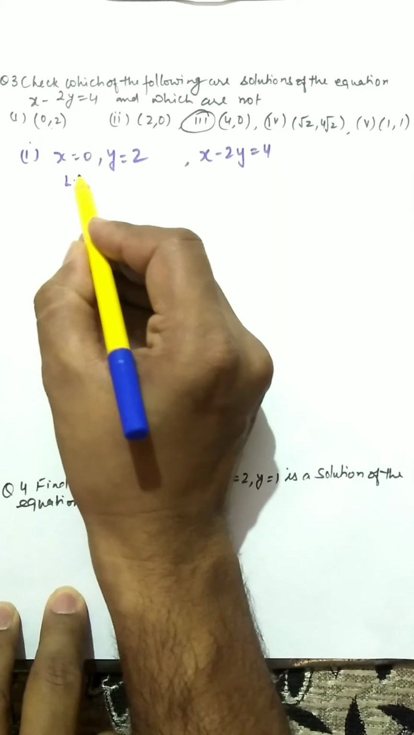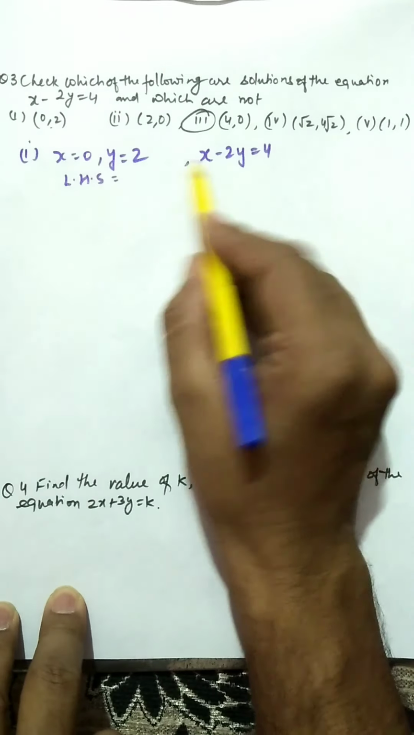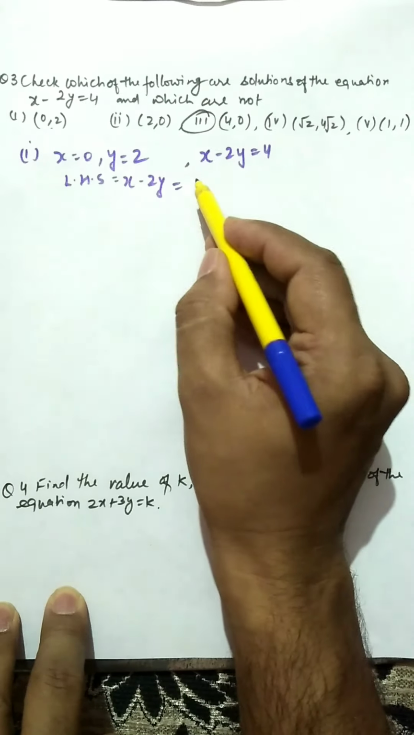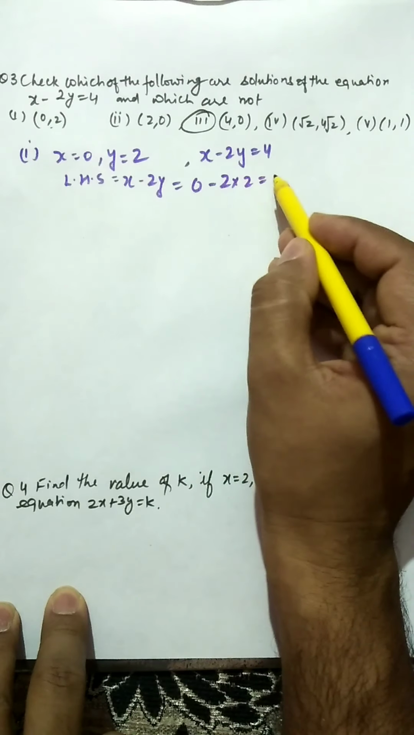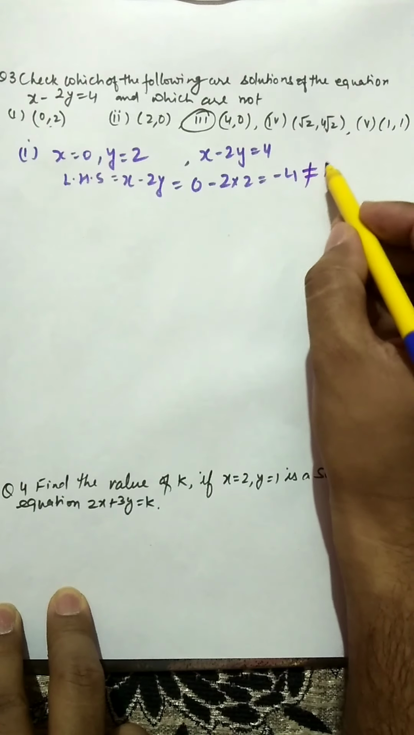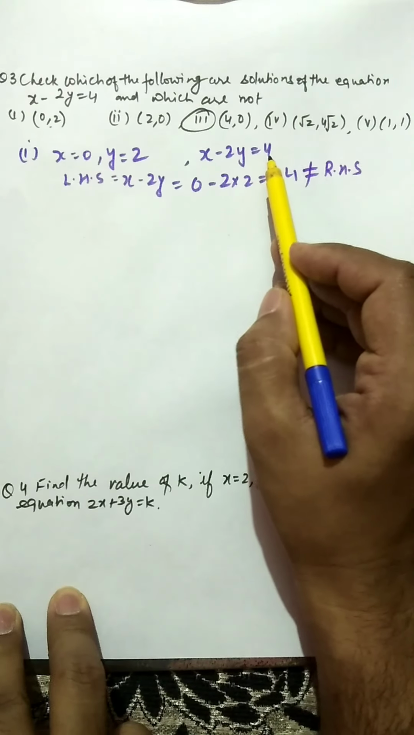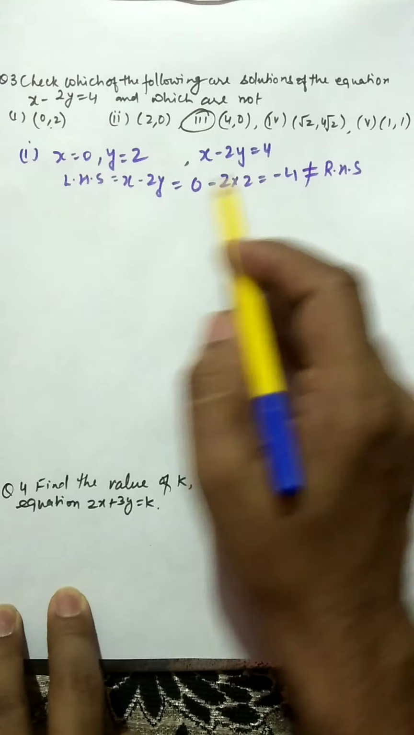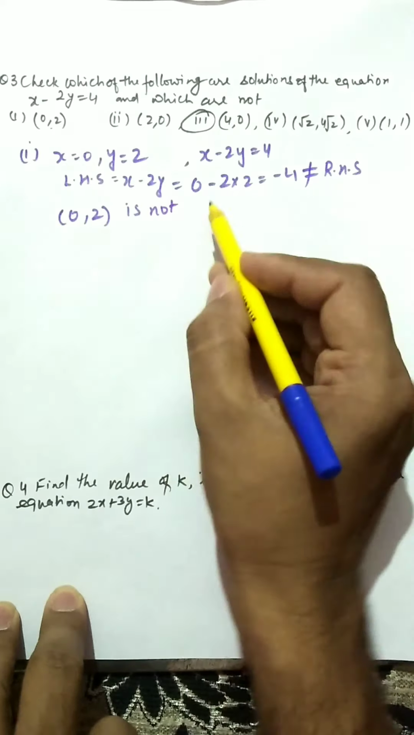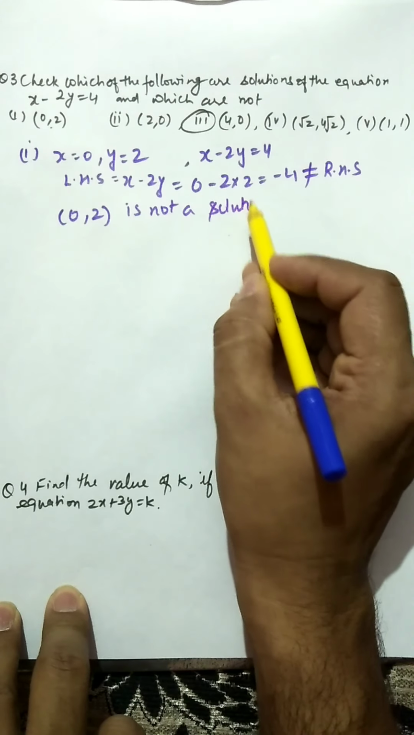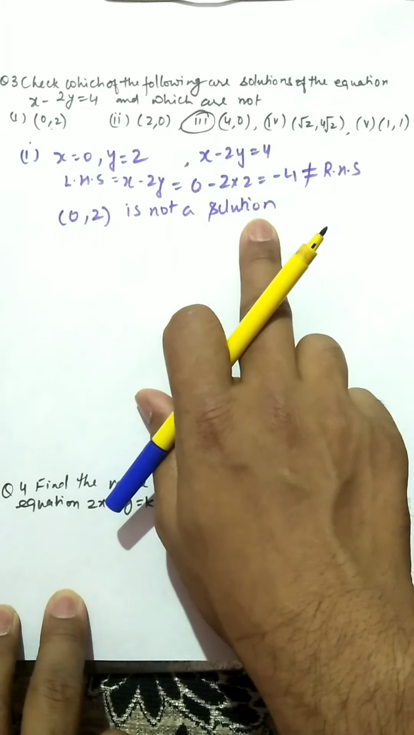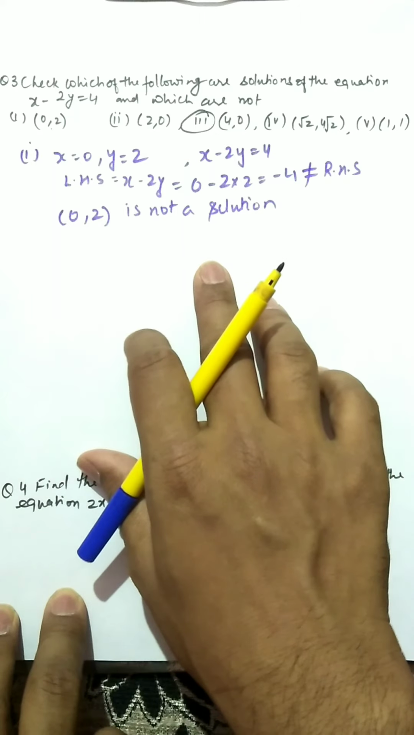So we start from the left hand side. On the left hand side you put all these values. The left hand side is x minus 2y. So you put x as 0 and y as 2, into 2. So this is going to be minus 4. But the right hand side is 4, so this is not equal to the right hand side. So you can say that 0 comma 2 is not a solution. We have done this type of question earlier also. This is nothing new, but we are doing this again to recapitulate what we did in previous classes.